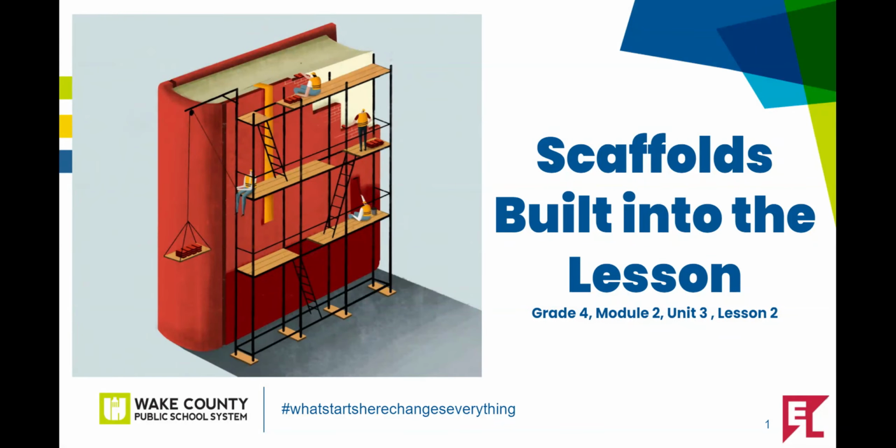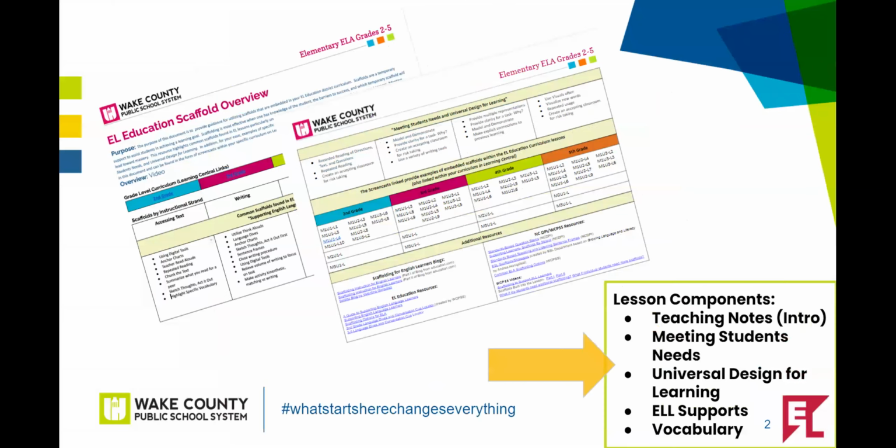Throughout the learning opportunity, we'll focus on examples of scaffolds that already exist within EL Education lessons using Lesson 2 from Grade 4, Module 2, Unit 3. An EL Education Scaffold Overview document for elementary ELA grades 2 through 5 can be found in Learning Central under the appendix within each grade level module and in the teacher planning tools for your grade level curriculum. Please refer to this document for additional supports as you plan.